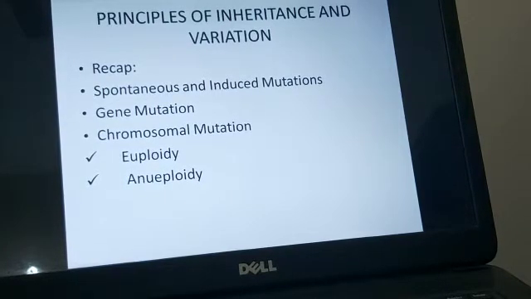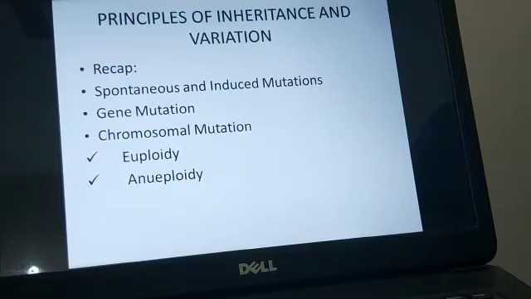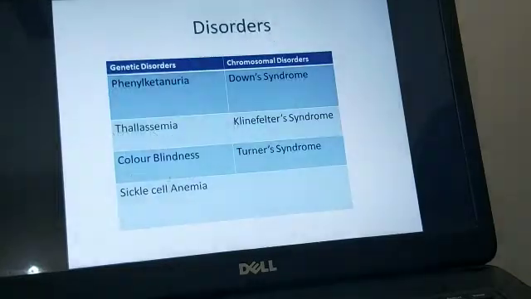Let us very quickly recapitulate what we saw in the earlier module. In the previous module, we saw spontaneous mutations and induced mutations, gene mutation, chromosomal mutation, in which we have seen euploidy and aneuploidy, and we have also seen the significance of euploidy and aneuploidy.